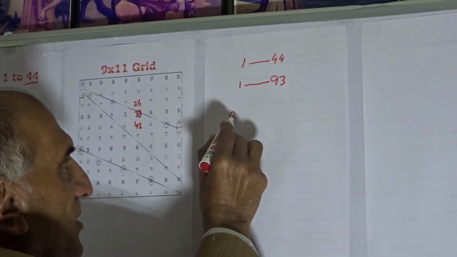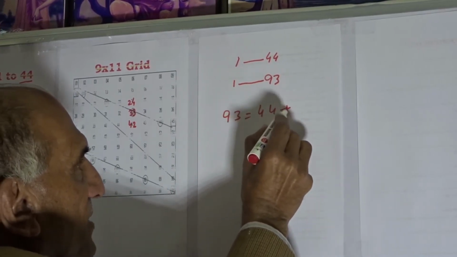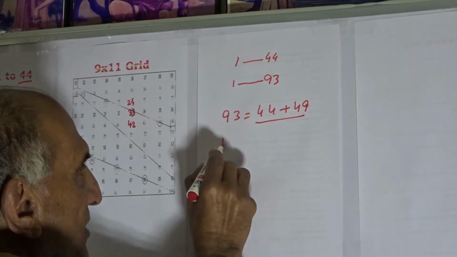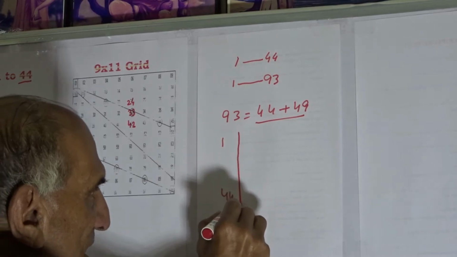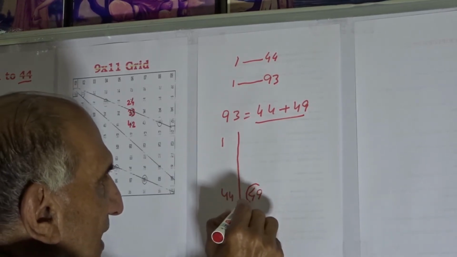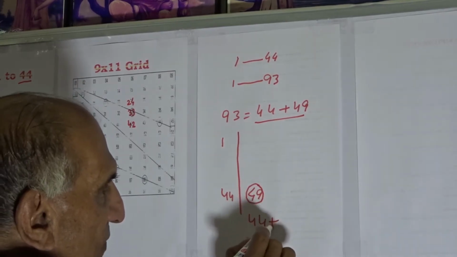See, 93 is equal to 44 plus 49. Now see, these values range 1 to 44 has additional values 49. So this value 49 as such is the value 44 plus 5.